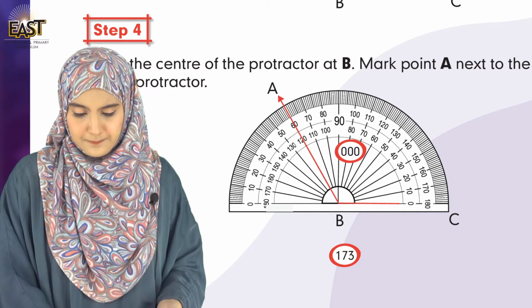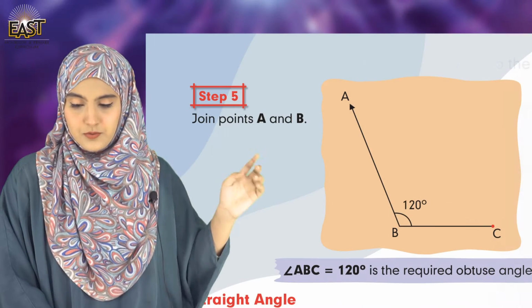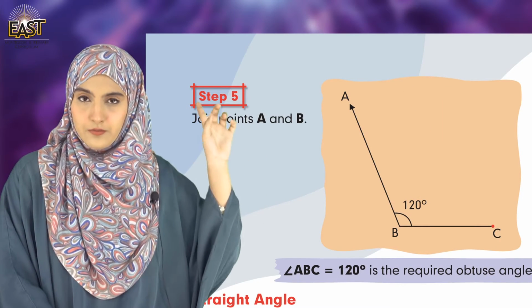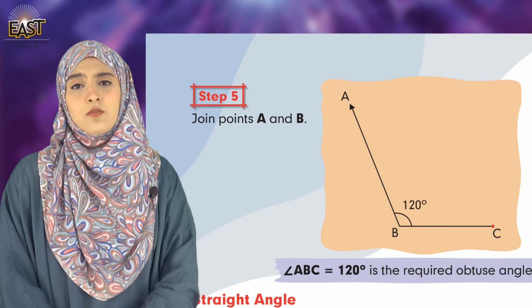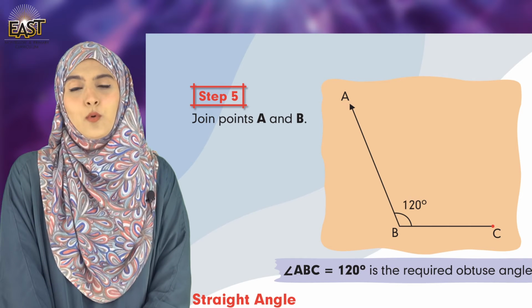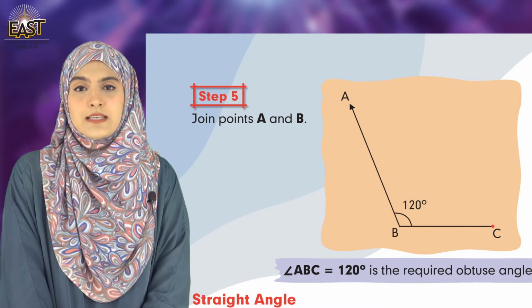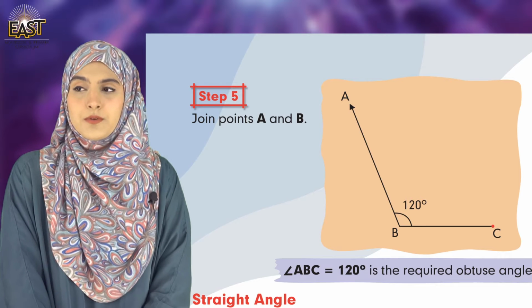Once you put the dot over there, the next step is to join the line of point A to the vertex B, and then you'll see the angle is constructed, which is given on page number 174. On the top of this page you can see an obtuse angle is ready. So these were the steps to make an obtuse angle.